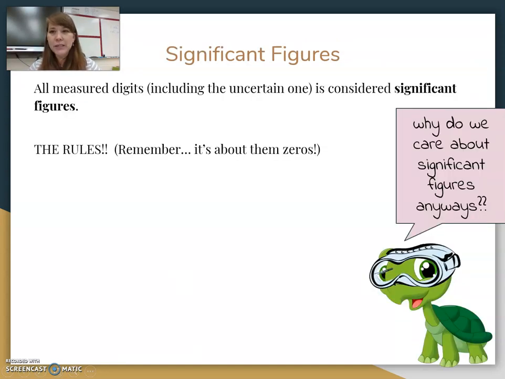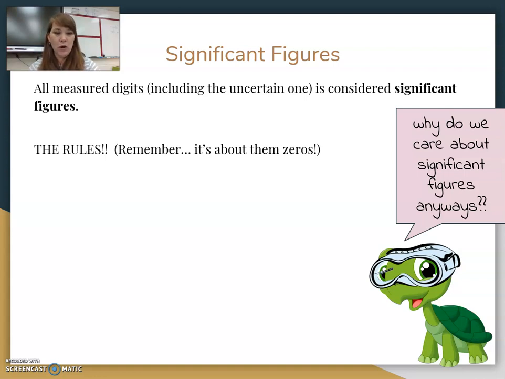So to communicate precision, we are going to use something called significant figures. For significant figures, all the measured digits plus the one uncertain one are going to be considered significant. So to count up how many significant figures there are in a number, there are rules that we need to learn, memorize.